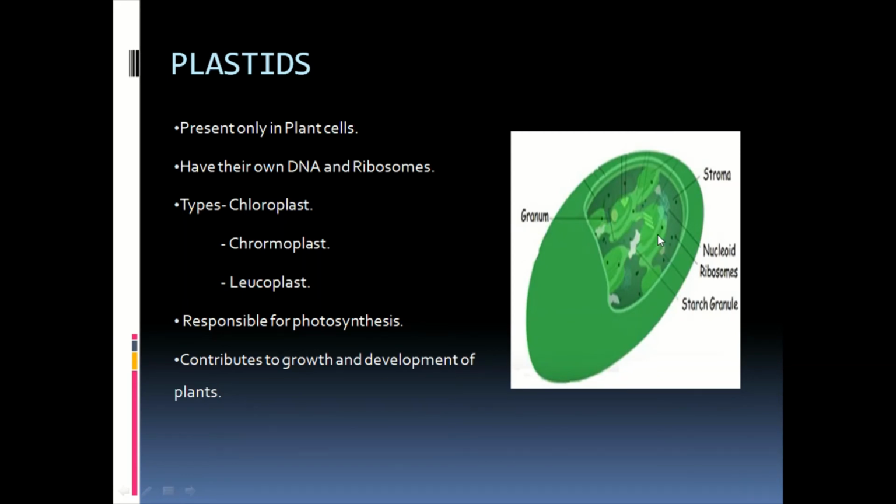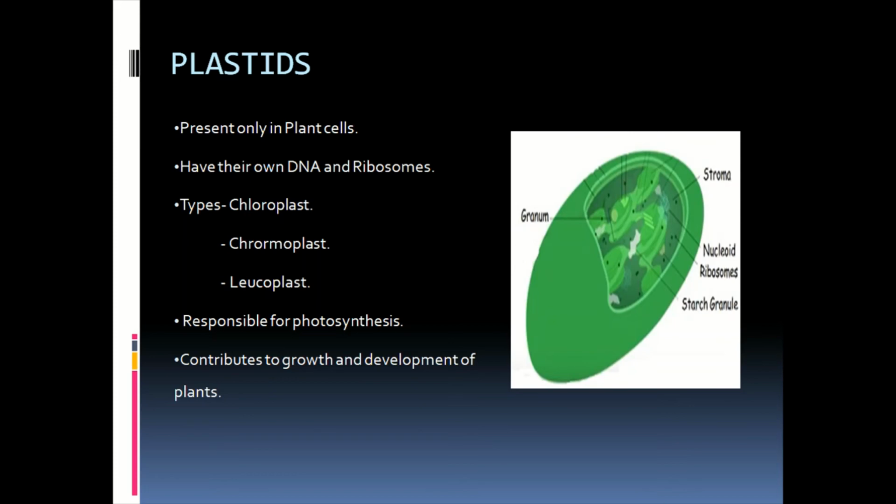When they are packed, they are known as granum. So there are many thylakoids packed, and when they get connected to each other, they are known as grana. We can see the labeling here, granum. It also has nucleoid and ribosomes, which synthesize proteins. So plastids are very necessary for life processes, such as food storage and photosynthesis. The main function of the plastid is storing food and photosynthesis.